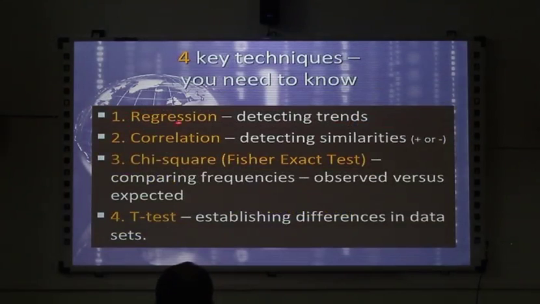Okay, 14 techniques you need to know. Regression is about detecting trends. Correlation is about detecting similarities, positive or negative. Chi-square, these days you can use the Fisher exact test, which is much better, and you can get it off the internet and you have a calculator. It's very difficult to calculate by hand. For comparing frequencies, the usual comparison is observed versus expected.